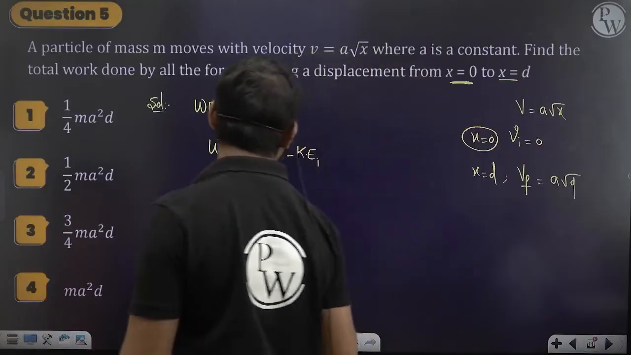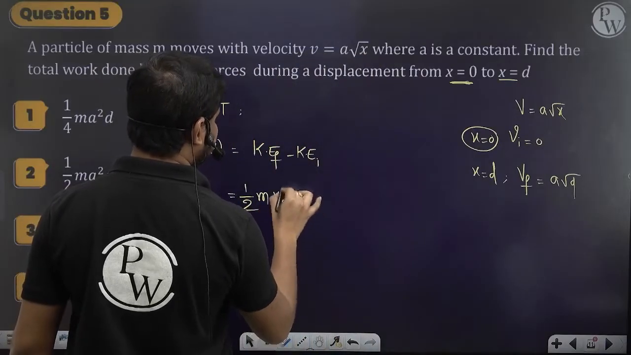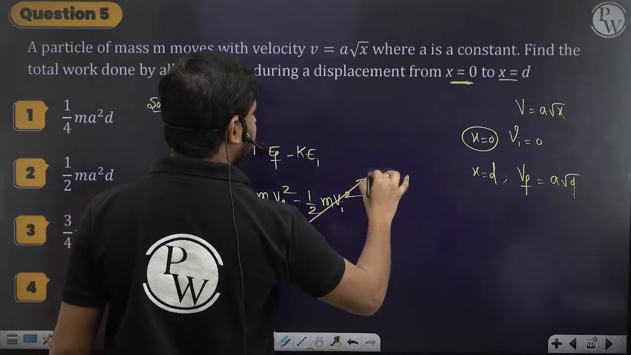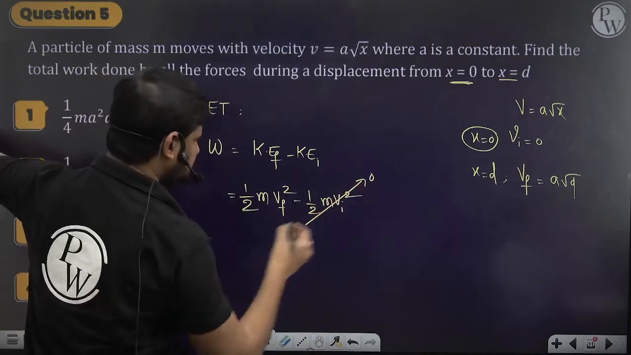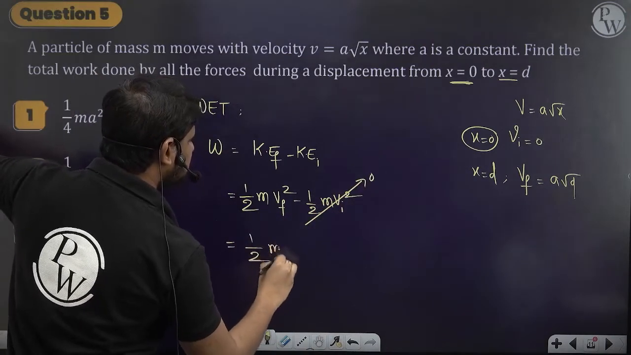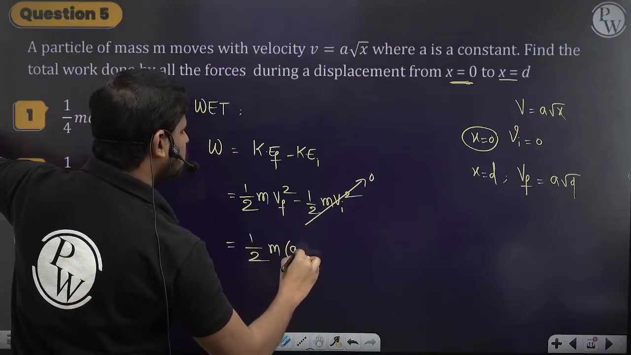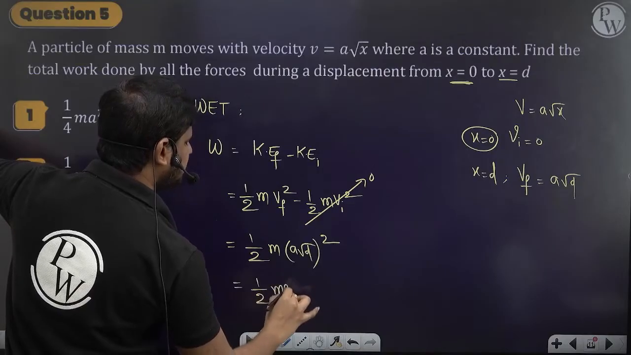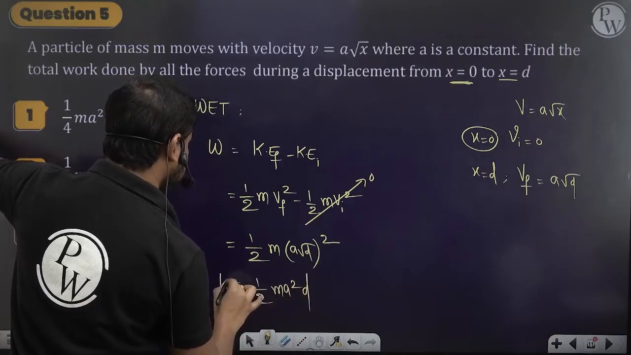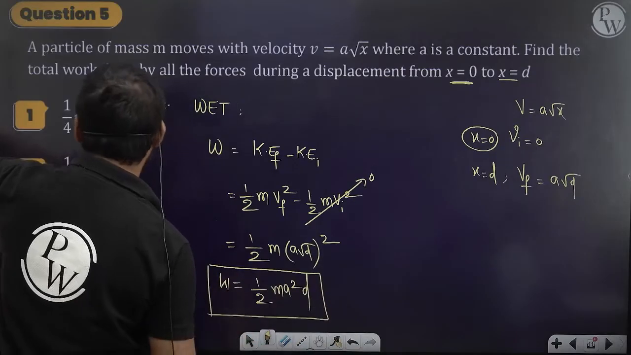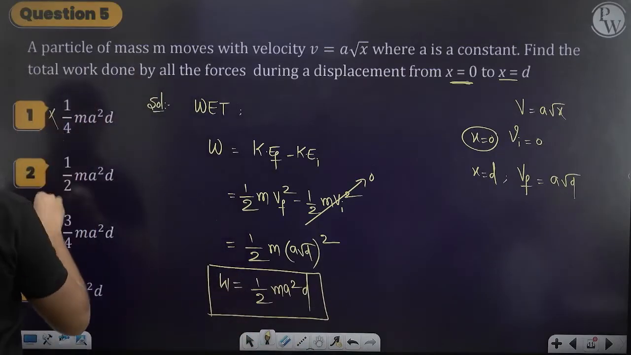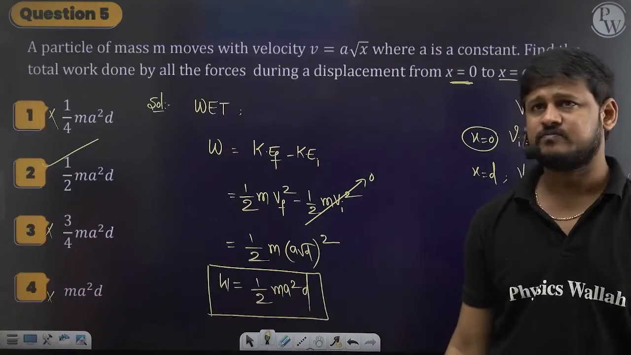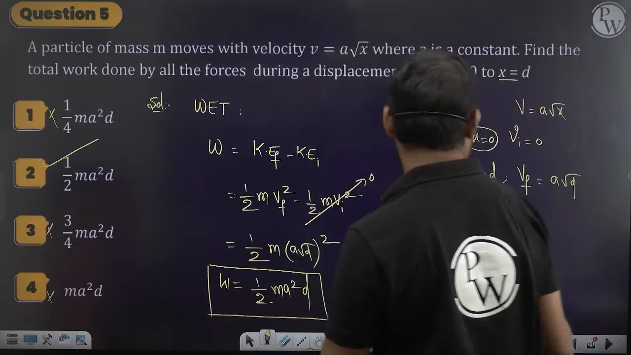So just simply substitute here: half m v final square minus half m v initial square. This will be equal to 0 for the second term, guys, because the v initial is 0. So half into mass into, what is the v final? It's a root d, whole square, which becomes half m a square d. So this is the total work done, half m a square d. So the second option is the correct option. Clear? Done? Chal, let's move further.